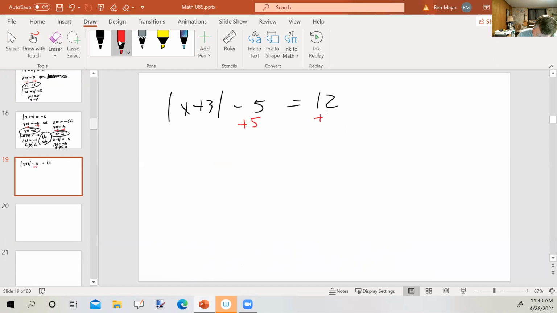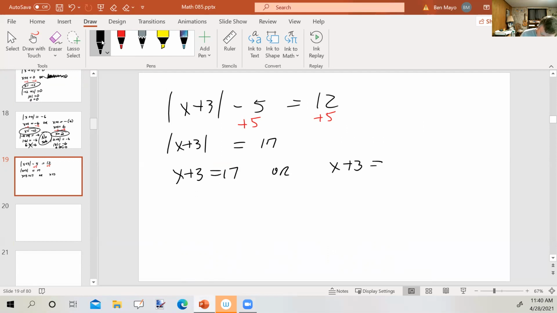The first thing I need to do is isolate the single absolute value term. So I'm going to add 5 to both sides of the equation, giving me the absolute value of x plus 3 equals 17. Now that I've isolated that absolute value term, I can go back and say, well, x plus 3 equals 17, or x plus 3 could equal the opposite of 17, or negative 17. Solving each equation, the first equation, I'll subtract 3 from both sides. x is 14. The second equation, subtract 3 from both sides. x is negative 20.